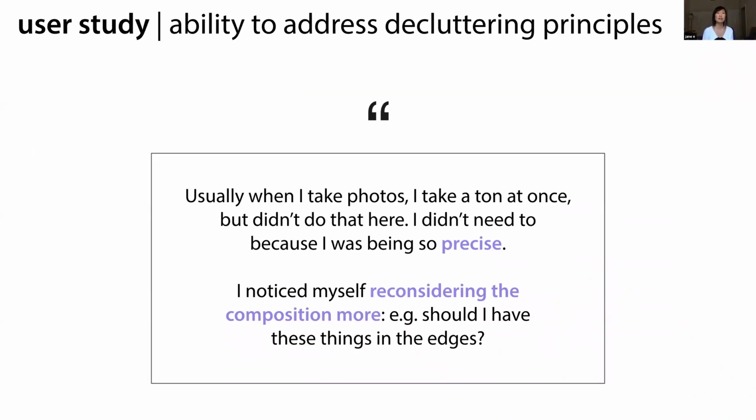Participants described feeling like they could take fewer photos because they could be more confident in each photo that they took. "Usually when I take photos, I take a ton at once, but didn't do that here. I didn't need to because I was being so precise. I noticed myself reconsidering the composition more, e.g., should I have these things in the edges?"